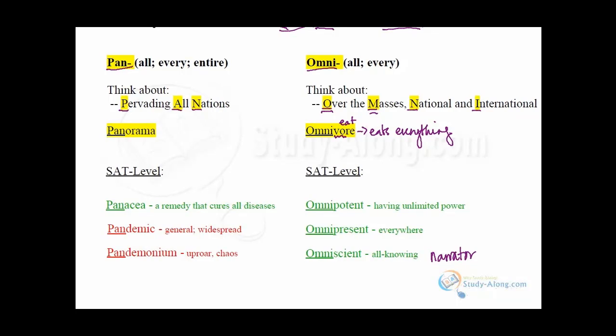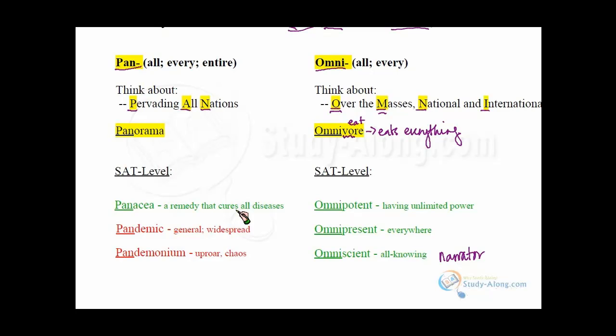Let's go back to pan now. So pan, pervading all nations, all, every, or entire. So a panacea is a remedy that cures all diseases. It's just kind of a cure-all. So some people might say when you have a cold, the panacea that would work for everybody would be some warm chicken soup and orange juice and lying in bed or something like that.